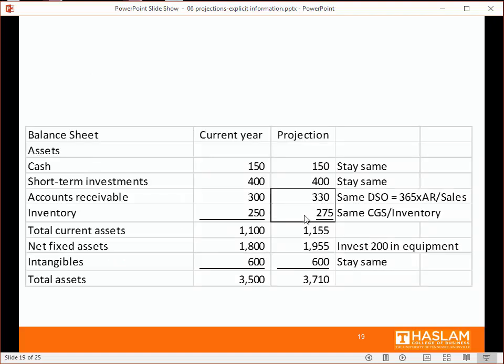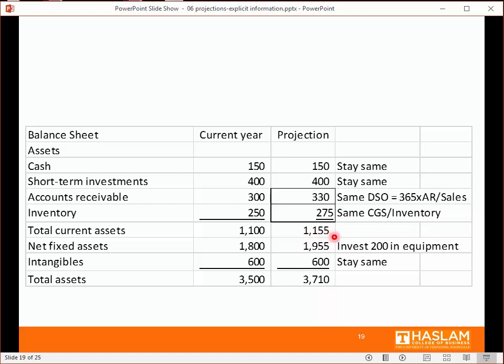So here's what our balance sheet is going to look like based on those projections. Our cash is going to stay the same. Our short-term investments is going to stay the same. DSO is going to increase to 330. Accounts receivable will increase to 330, and that's because our day sales outstanding remain the same. Inventory is going to increase to 275 because our inventory turnover remains the same.